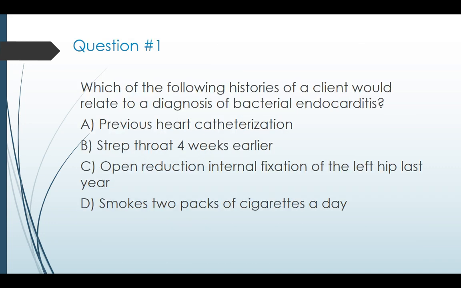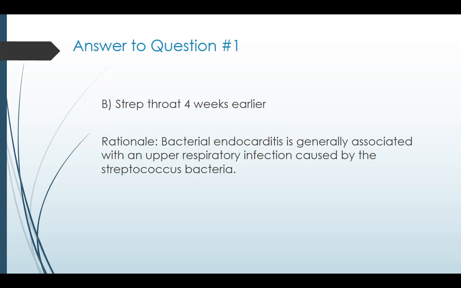Question 1: which of the following histories of a client would relate to a diagnostic of bacterial endocarditis? Previous heart catheterization, strep throat 4 weeks earlier, open reduction internal fixation of the left hip last year, and smokes 2 packs of cigarettes a day. Think. Okay, it is the group B. It's B group, strep throat 4 weeks ago. Bacterial endocarditis is generally associated with an upper respiratory infection caused by a streptococcal bacteria.